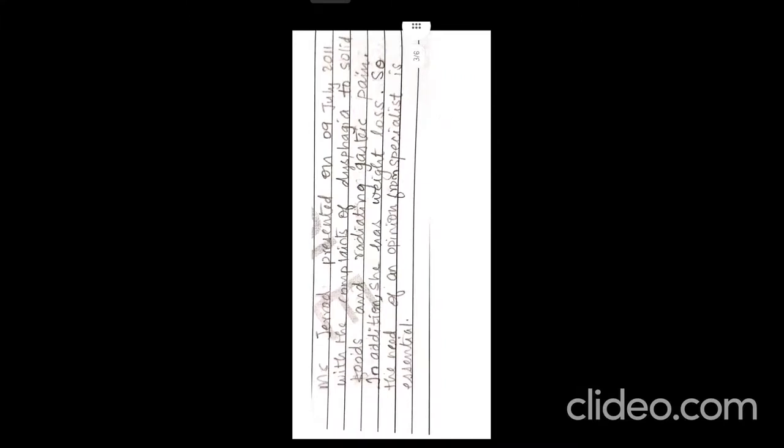Actually, in the body paragraph, nothing special is there to write, but we can write Miss Jerrod here. Only the surname should be there. Presented on. If the patient was admitted, we can write simply presented on 9 July 2011 with the complaint of dysphagia to solid foods and radiating gastric pain. That's enough. If you have only one clinical manifestation or complaint, you can write with the complaint of. If there are more than one, you can write with the complaints of dysphagia to solid foods and radiating gastric pain. Then, in addition, comma, she has weight loss.